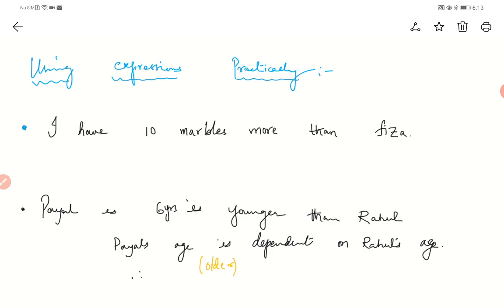Okay, so how exactly will you see the statements in our normal day to day life, many things you are going to hear about it. So how do you understand that? Okay, I have taken many examples. Now let us write expressions from these statements. Now the sentence is given, I have 10 marbles more than Fiza. Meaning, what does this mean? Understand this in whatever language you want to.